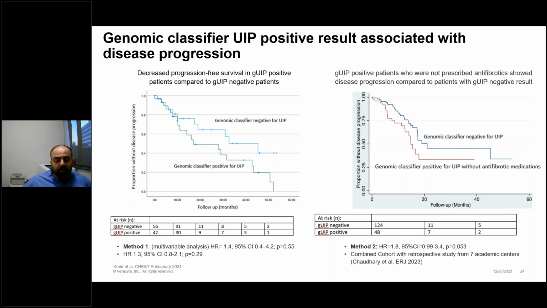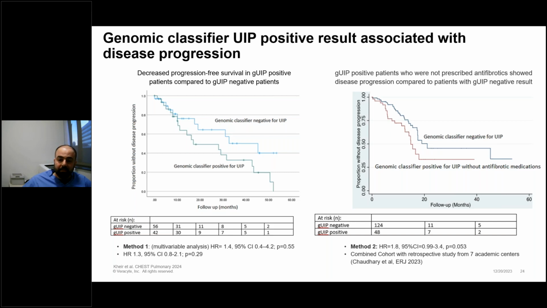And the second question, we wanted to assess the progression. When we assessed the progression between a UIP pattern positive and a UIP pattern negative on genomic classifier, although there was a trend toward decreased progression-free survival with UIP pattern positive, it was non-statistically significant.